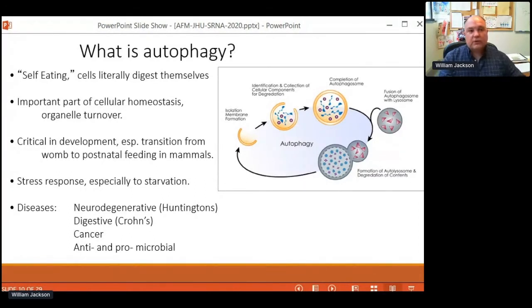This is how organelle turnover occurs. So it's critical during organismal development. It's typical in cellular homeostasis. It's important for a stress response, especially when a cell is starving. It will use autophagy to respond and generate new amino acids. But it's been implicated in a number of diseases, and limited autophagy is a factor in neurodegenerative diseases where aggregates aren't cleared from neurons, and digestive diseases such as Crohn's. It's been implicated in multiple cancers, and it's also been shown to be an anti- and pro-microbial event.